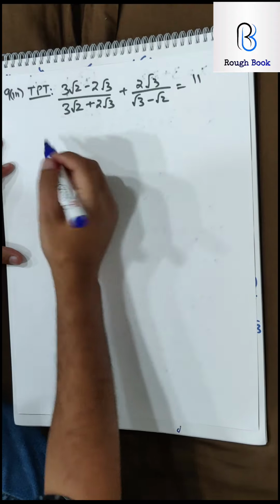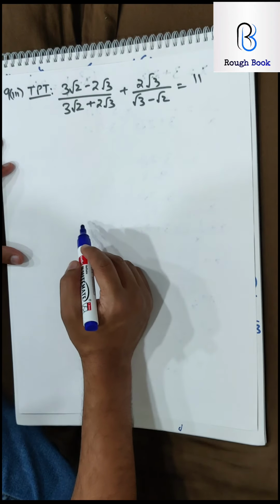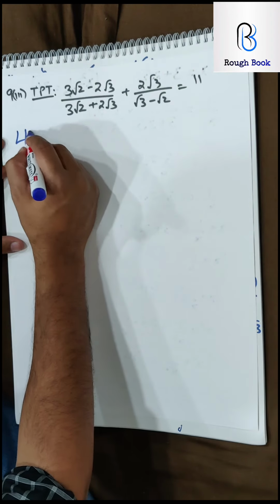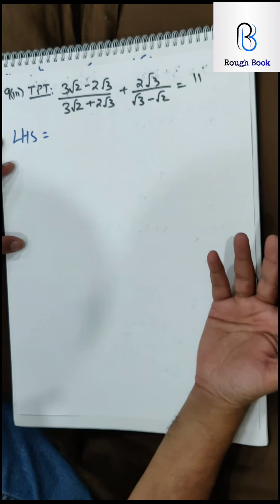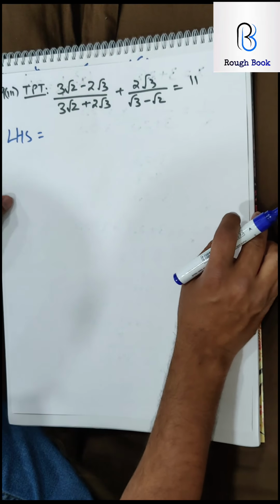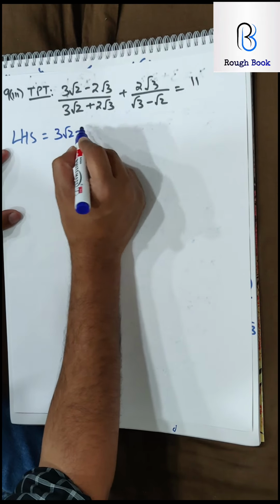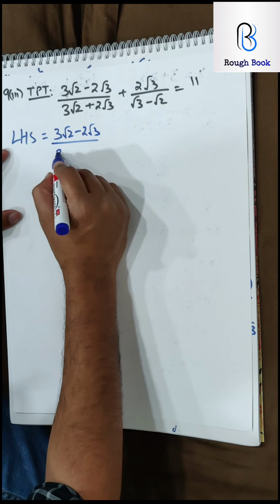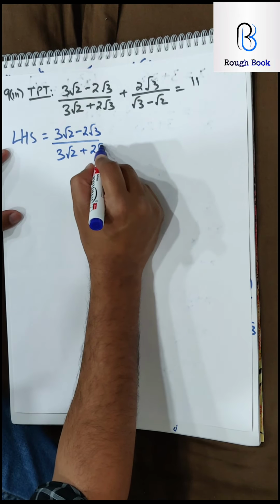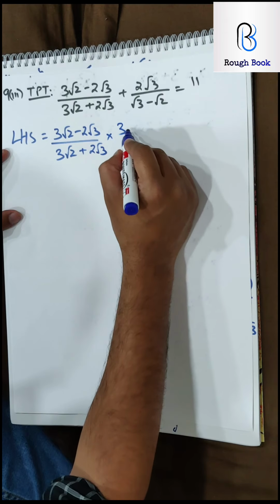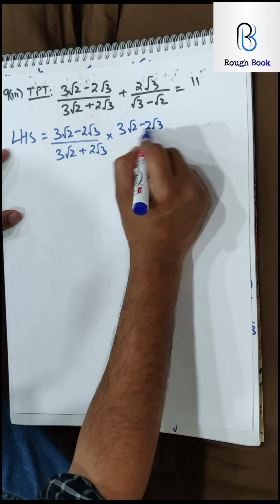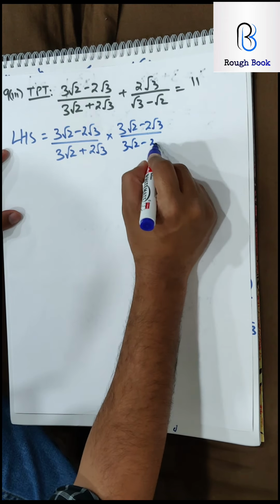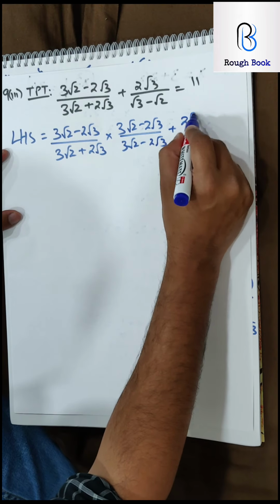Come on, the last sum, you have to prove that this entire thing is equal to this. So obviously, you can't start with RHS. With 11, we can't do anything. So just pick the LHS, rationalize each part and see if any magic is happening. So this is going to be 3 root 2 minus 2 root 3. 3 root 2 minus 2 root 3.